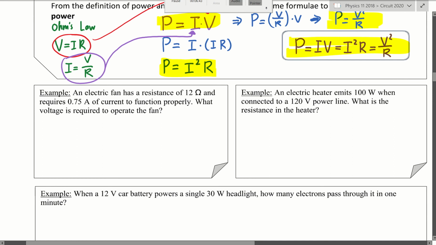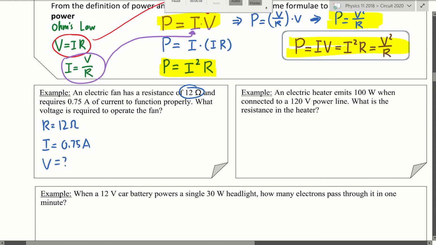Okay, so an electrical fan has a resistance of 12 ohms. So that's resistance, 12 ohm. And it requires 0.75 amp. So current is 0.75 amp to run. What is the voltage required?